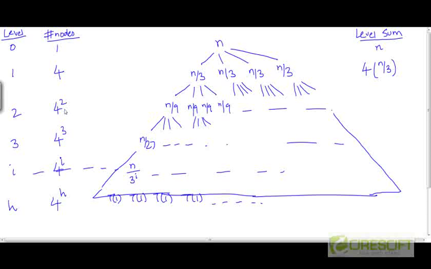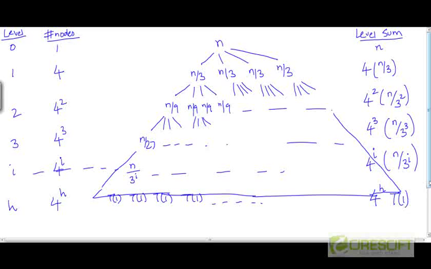At level 2, there are 4 square nodes each with a cost of n by 9. So we'll get 4 square multiplied by n by 3 squared. At level 3, we have 4 cube nodes each with a cost of n by 3 cube. At level i, we have 4 to the power i nodes each with a cost of n by 3 to the power i. And at the very last level, we have 4 to the power h nodes each with a cost of T of 1.